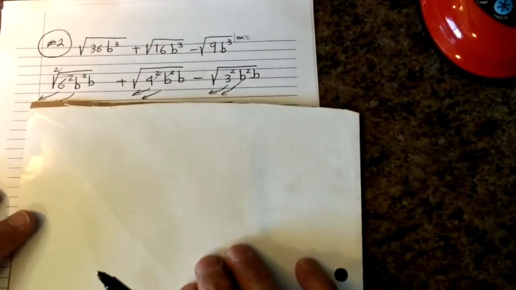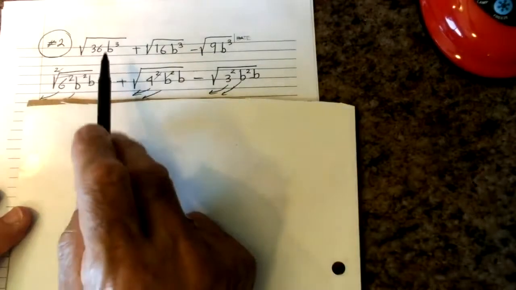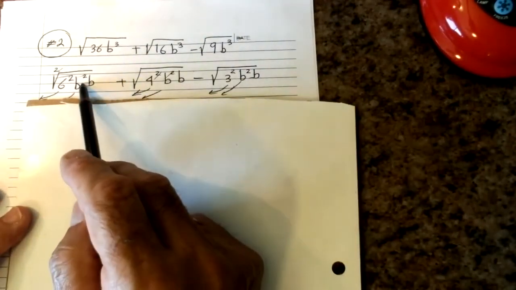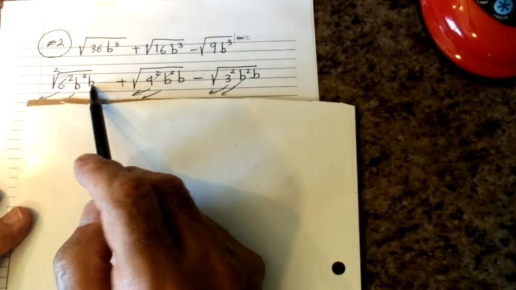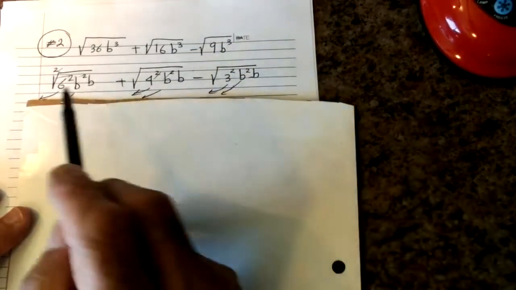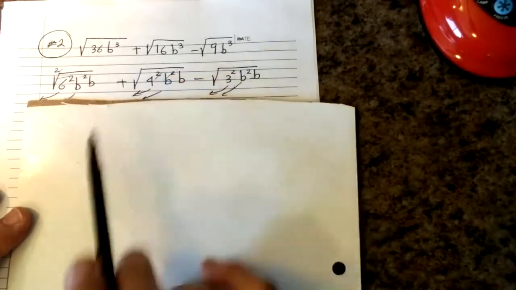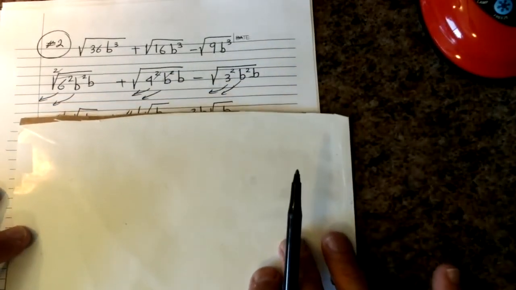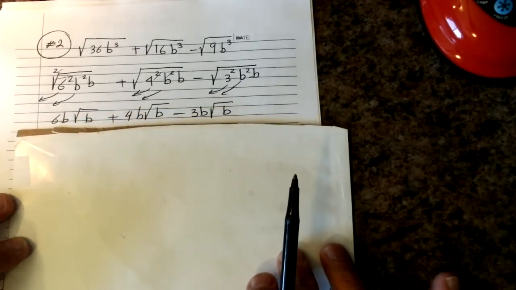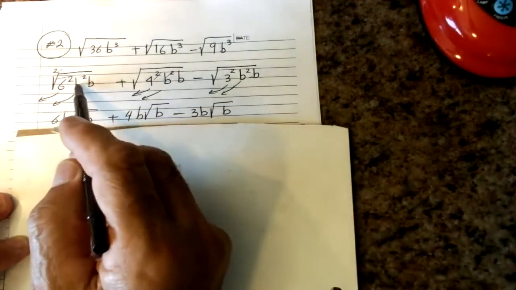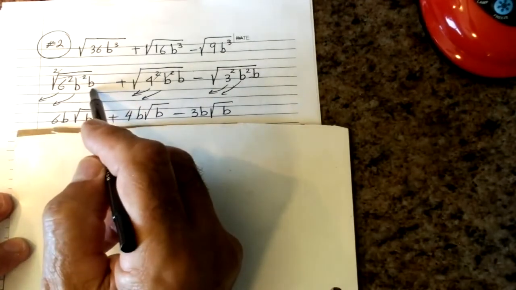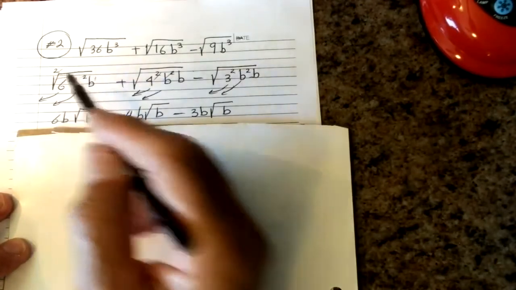Same thing. We try to, b to the power of 3, I write it as b to the power of 2 times b to the power of 1. Same thing. Then 36 is 6 to the power of 2, 16 is 4 to the power of 2, or 9 is 3 to the power of 2. Then I start taking the variables out of the radical. See, 6 and b, these two are coming out. This b remains because the power is 1, which is less.